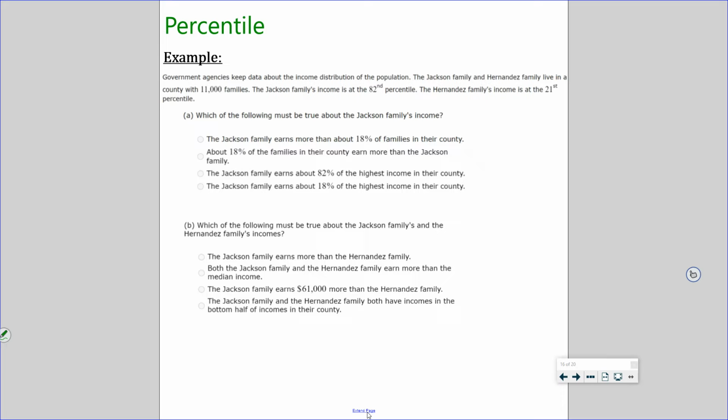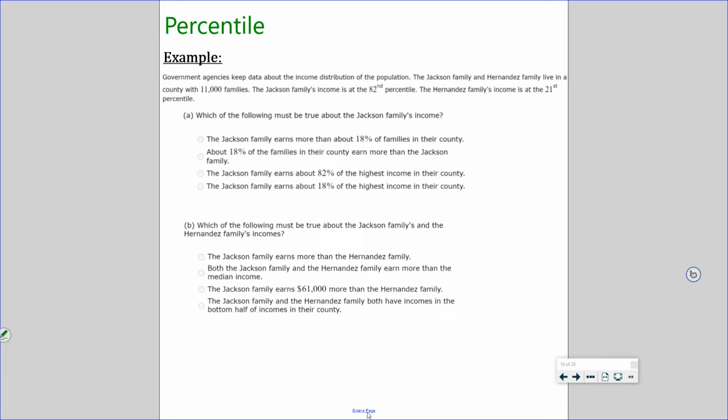All right, so let's look at this example. Government agencies keep data about the income distribution of the population. The Jackson family and Hernandez family live in a county with 11,000 families. The Jackson family's income is at the 82nd percentile. Okay, so that's high. That means their income is higher than 82% of that population. The Hernandez family income is at the 21st percentile, so that's lower. Which of the following must be true about the Jackson family's income?